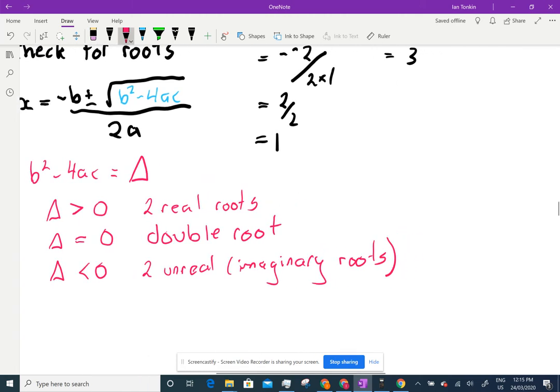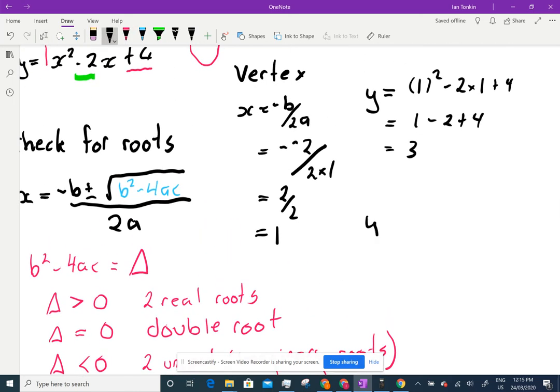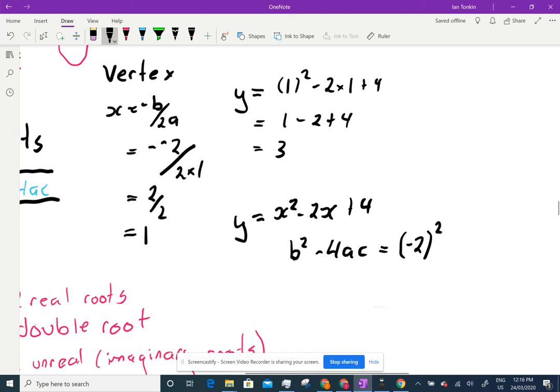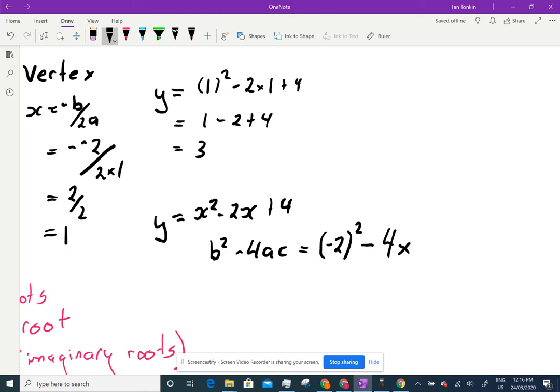So let's check the discriminant in our equation. So we'll go over here, we'll have a look at it. Y equals x squared minus 2x plus 4. Well, if we use the discriminant, b squared minus 4ac equals negative 2 squared, minus 4 times a is 1 times c is 4, which gives me, well, negative 2 squared is 4 minus 16, which gives me negative 12.